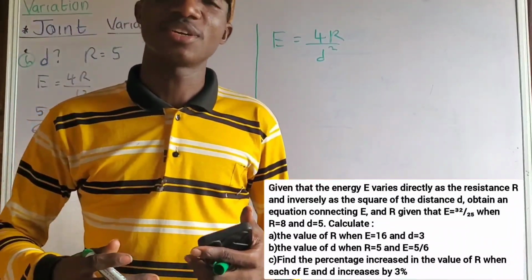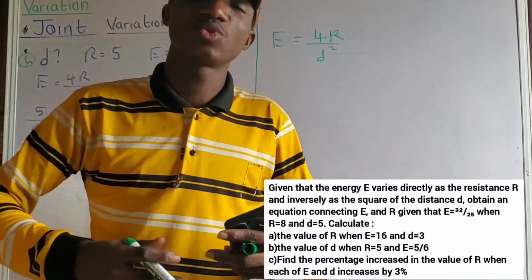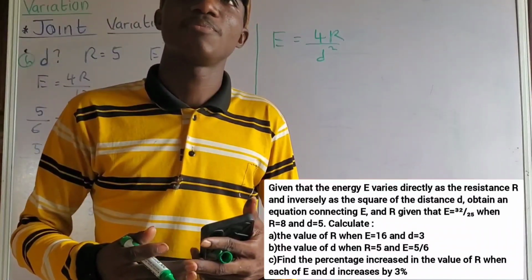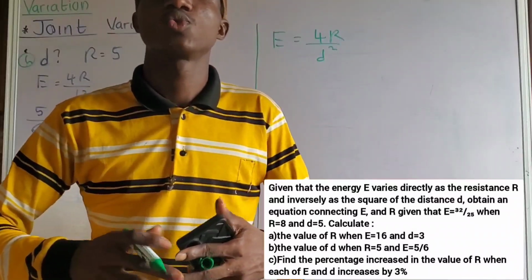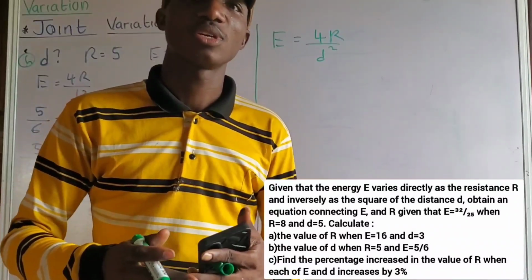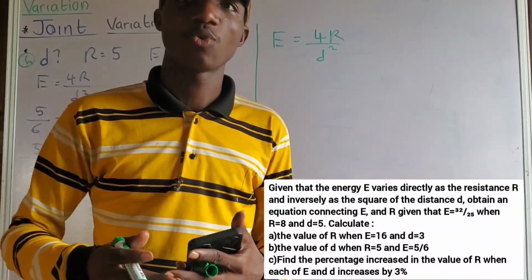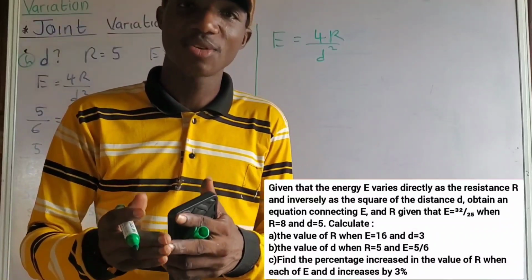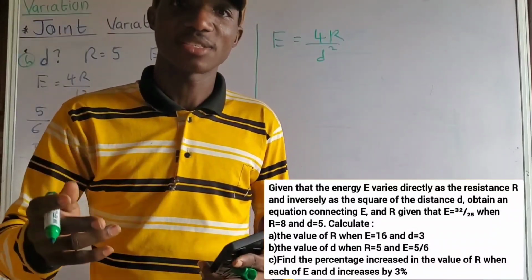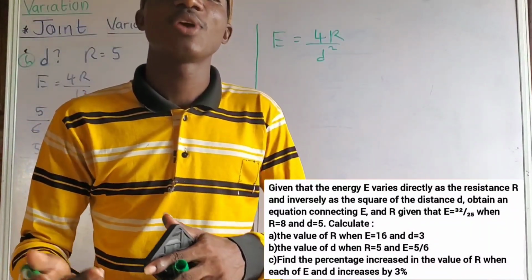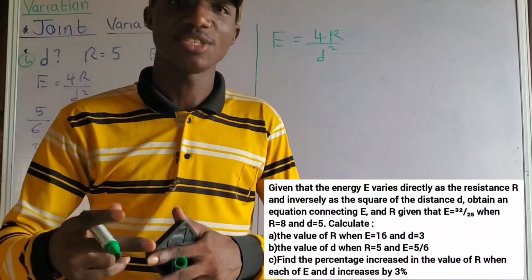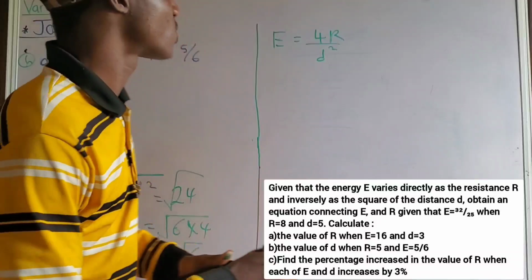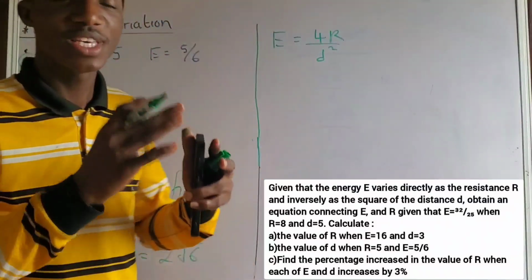Let's say a variable x increases from x to maybe 2x. We are now asked to calculate the percentage increase. The increment is 2x minus x, that is x. Now, if you are asked to express x as a percentage, that value is what we call percentage increase. So now let's assume that this is the initial value of e, d, and r.